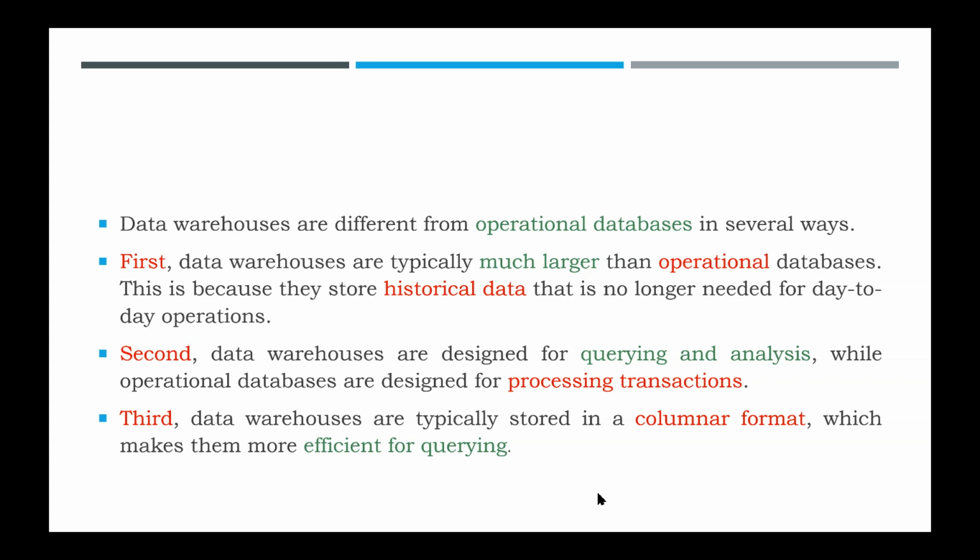Second, data warehouses are designed for querying and analysis, while operational databases are designed for processing transactions. Third, data warehouses are typically stored in a column format, like in an Excel sheet, which makes them more efficient for querying. That is about the data warehouse.